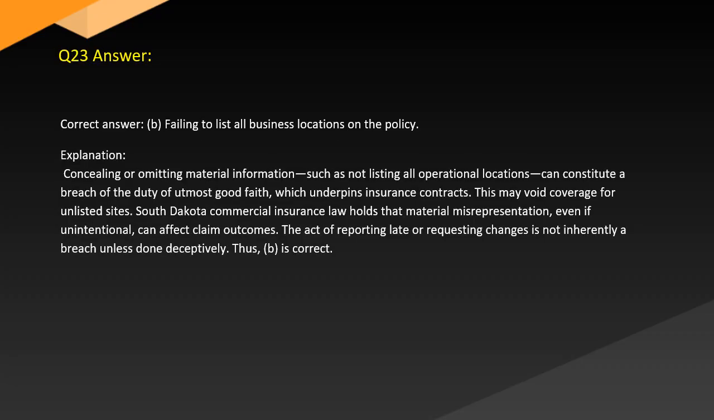Answer. Correct answer: B. Failing to list all business locations on the policy. Explanation: Concealing or omitting material information, such as not listing all operational locations, can constitute a breach of the duty of utmost good faith, which underpins insurance contracts. This may void coverage for unlisted sites. South Dakota commercial insurance law holds that material misrepresentation, even if unintentional, can affect claim outcomes. Reporting late or requesting changes is not inherently a breach unless done deceptively. Thus, B is correct.